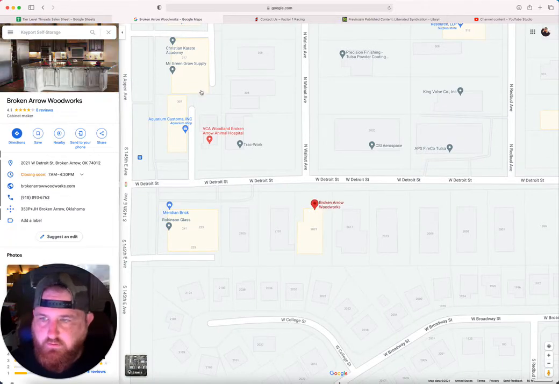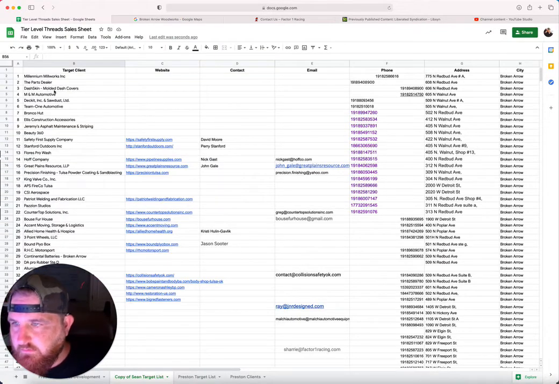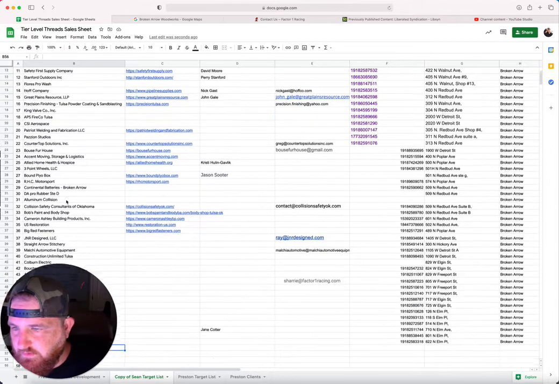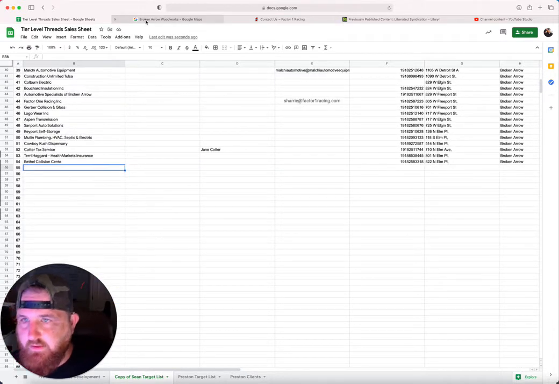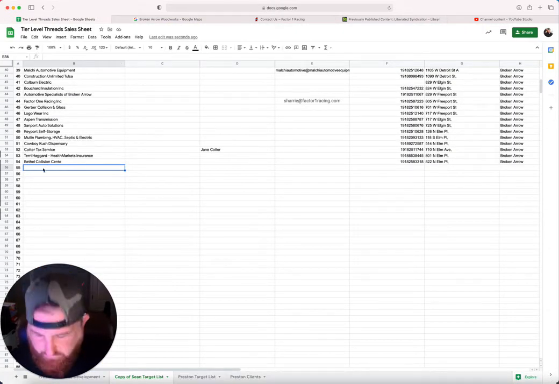So we got Broken Arrow Woodworks. I don't think we hit that one yesterday. Let me see. Broken Arrow Woodworks. That's one thing you've got to be careful about, is you don't want to double put anything in there. But no, looks like it hasn't been touched yet from this point. It looks like they'd do very beautiful work as well. I'm going to go put that in here. Get their address.